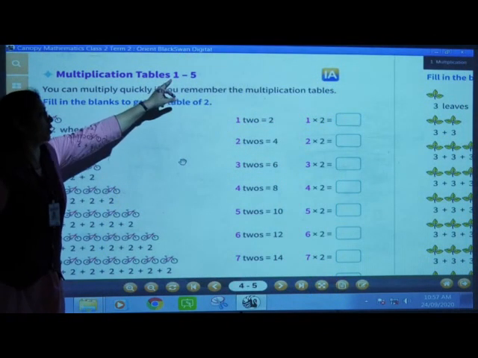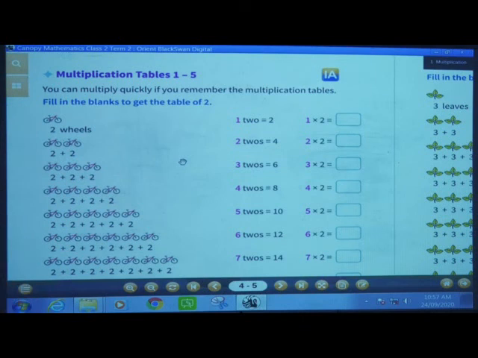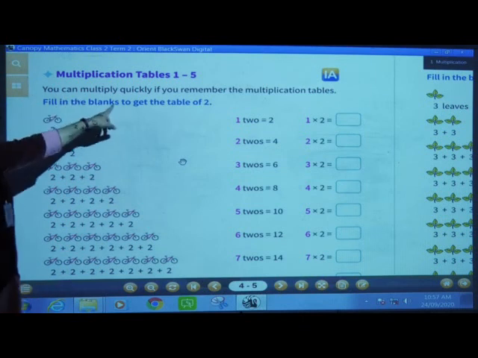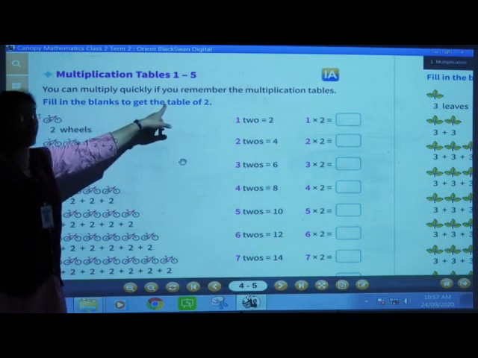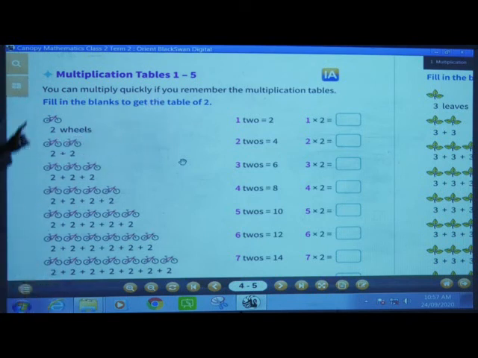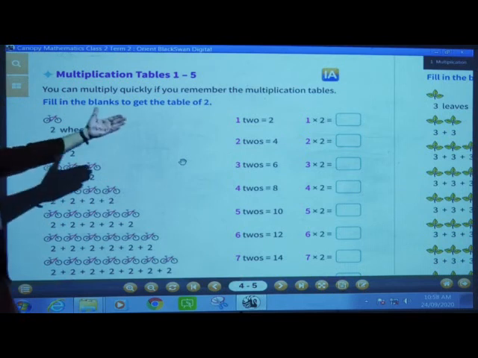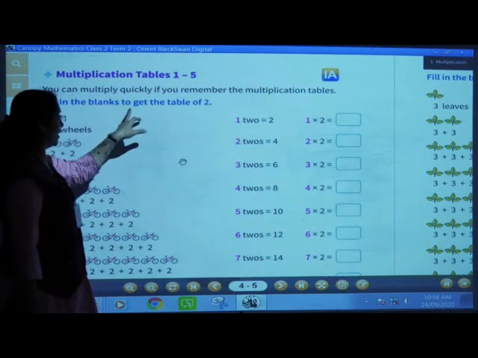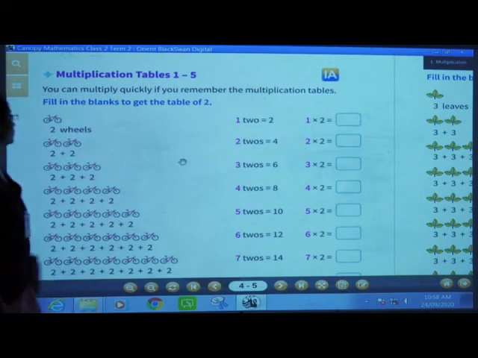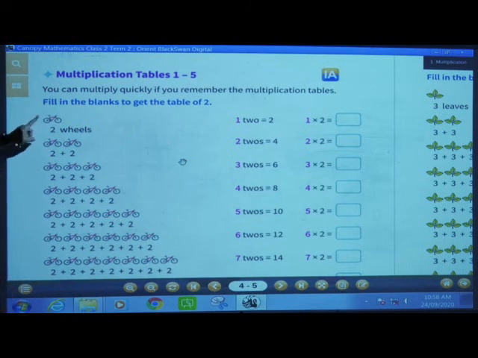Multiplication tables 1 to 5. You can multiply quickly if you remember the multiplication table. So fill in the blanks to get the table of 2. If we fill these blanks, we will get the table of 2. So students, what is this? Yes, this is a bicycle.